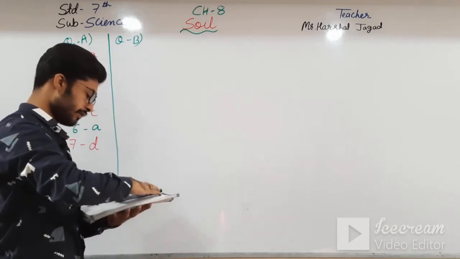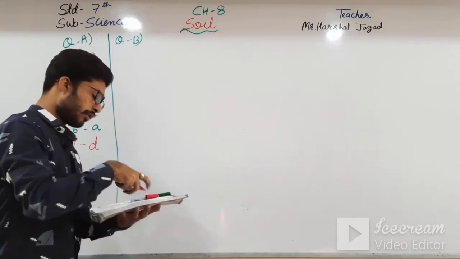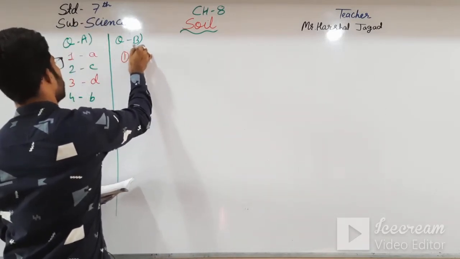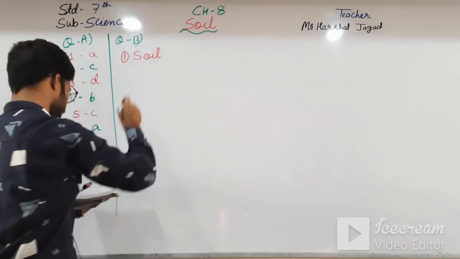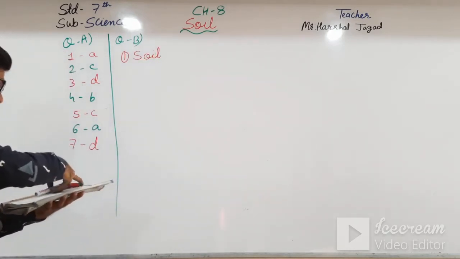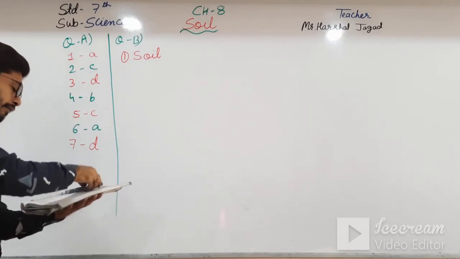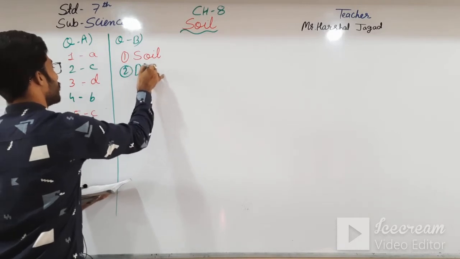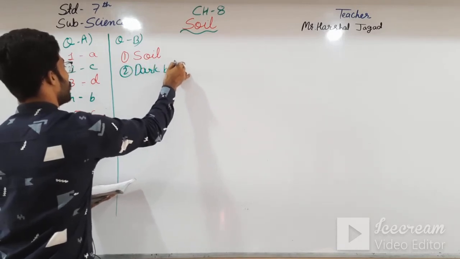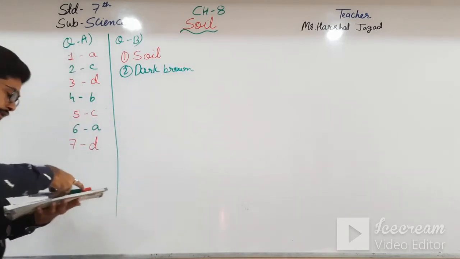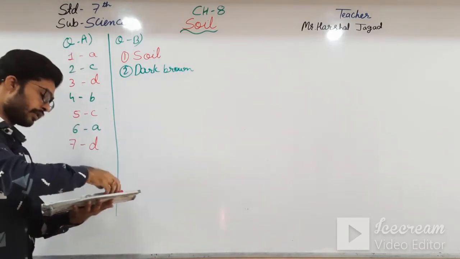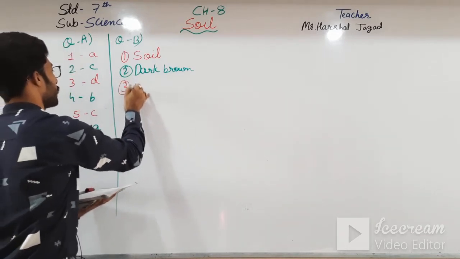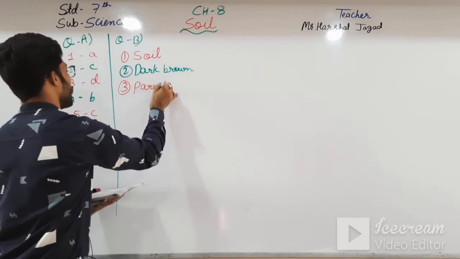Okay, so the first one is breakdown of rocks over a period of time forms soil. First one will come soil. Second one, if the parent rock is dark brown, then the soil will be in dash color, then it will be in the dark brown color only. Dark brown. Third one, properties of the soil depends on the property of dash, parent rock. Third one, there will be parent rock.